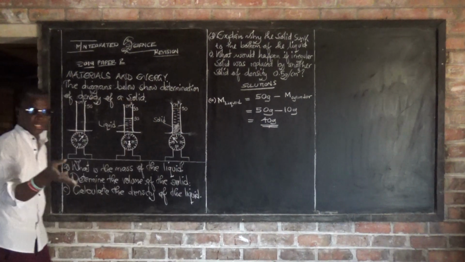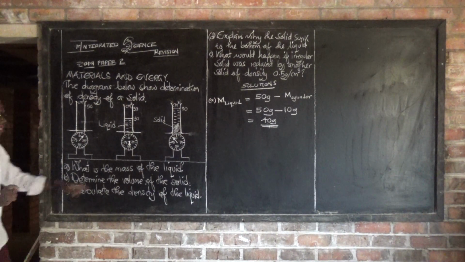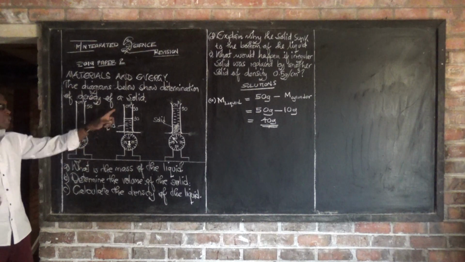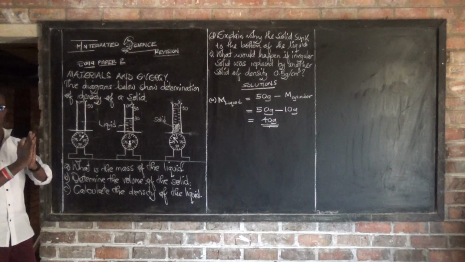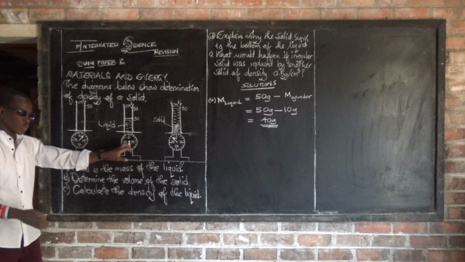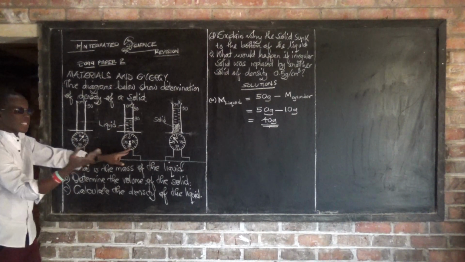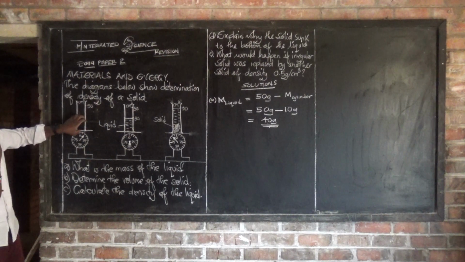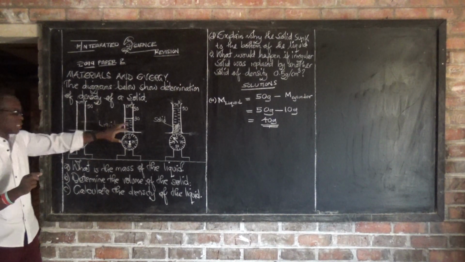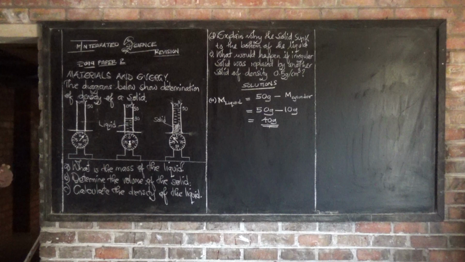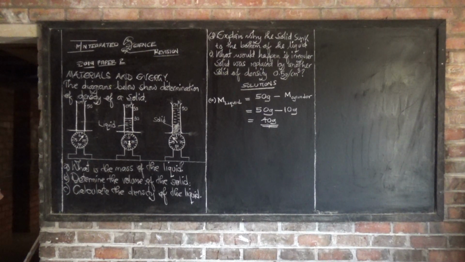You just subtract from the total mass, which is the combination of the mass of the empty cylinder and the liquid, giving us 50. So if you want to know the mass of the liquid, you say the total mass, 50, subtract the mass of the empty cylinder. What remains is the mass of the liquid. Are we together, guys? Let's proceed. Question B.